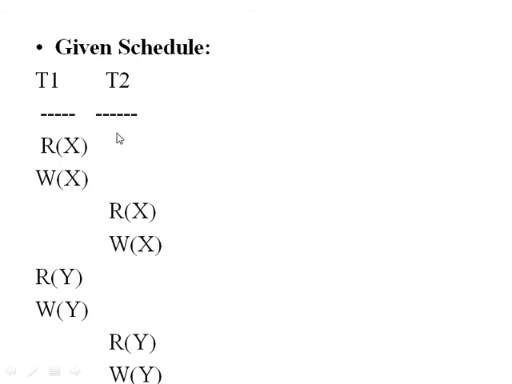This is the given schedule. We have two transactions, T1 and T2. T1 first performs read and write on data item X, and in parallel T2 starts and performs read and write on X. Next, T1 performs operations on Y, reading and writing, and then T2 also performs read and write on Y. This is the example schedule we have taken to check whether it is view serializable or not.